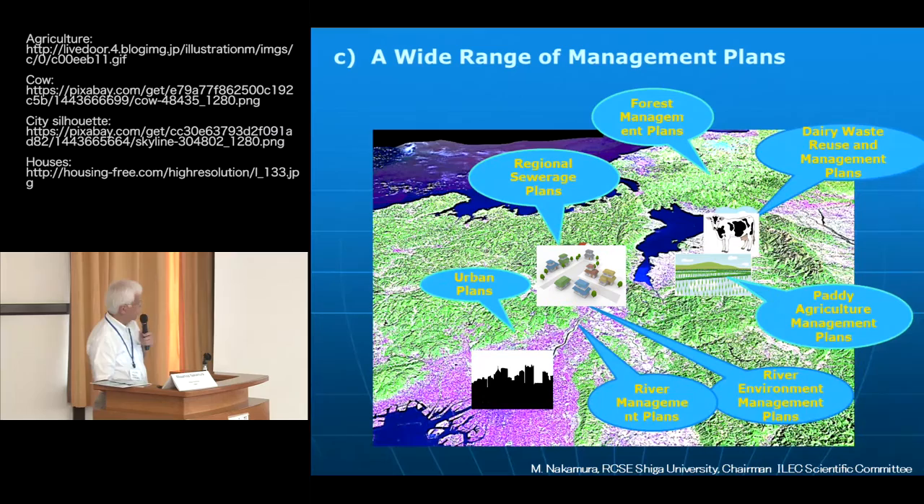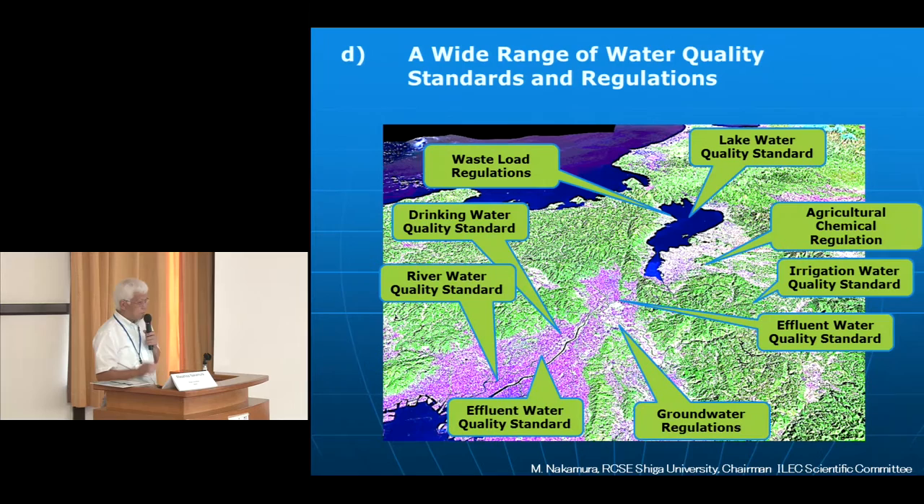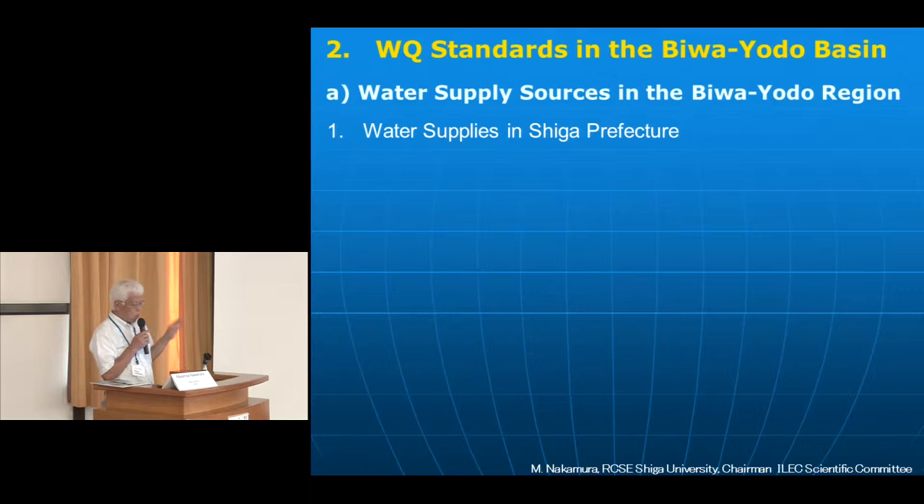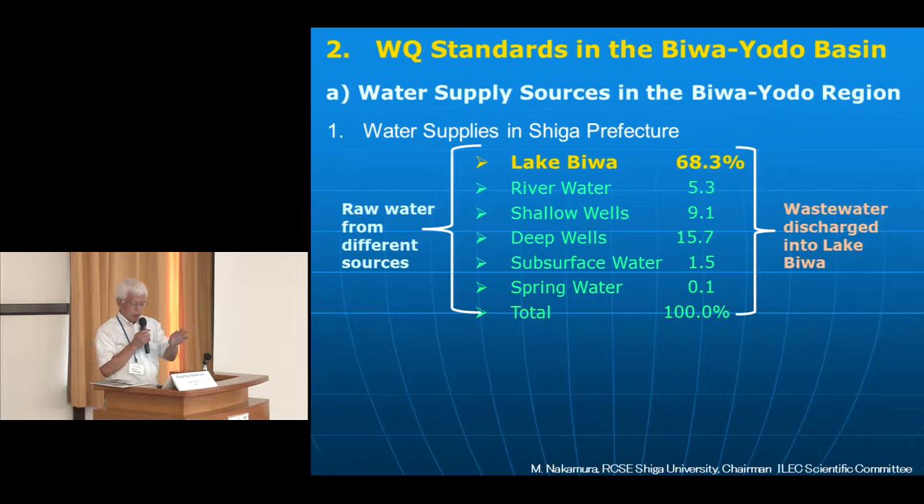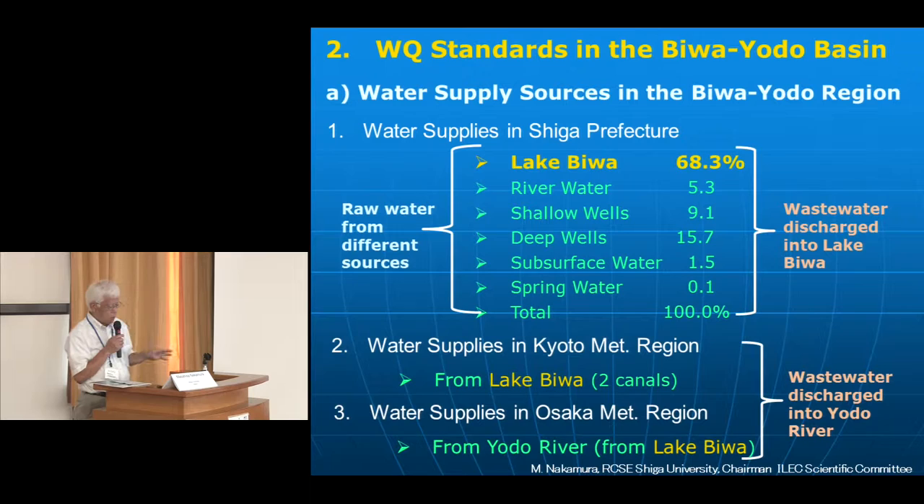Of course, we have many plans. We have many regulations, standards, and so on and so forth. And that constitutes a very complex system of management challenges and sustainable use. Water supplies in Shiga Prefecture, for example, 68% use Lake Biwa water. But even downstream Kyoto and Osaka, mostly the river water, they all come from Lake Biwa. So the use of water is all related to this particular form of water, a lentic-lotic complex, but mainly lentic water.